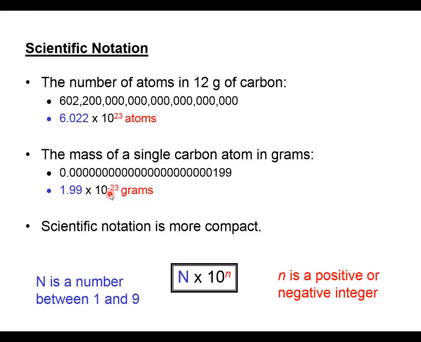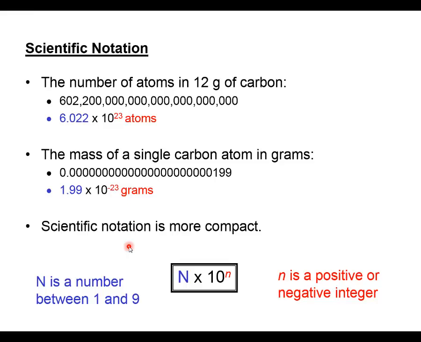You should be very careful to have the correct sign on your exponent in the scientific notation, because if I forget and put the wrong sign down, the meaning changes dramatically. A positive 23 is a huge number. A negative 23 is a minuscule, small number. So we want to make sure we have the correct sign there.